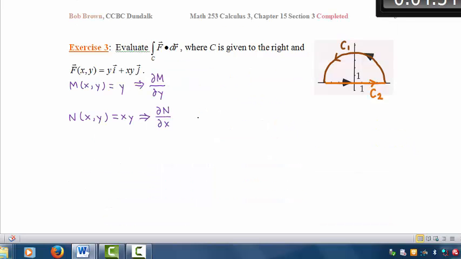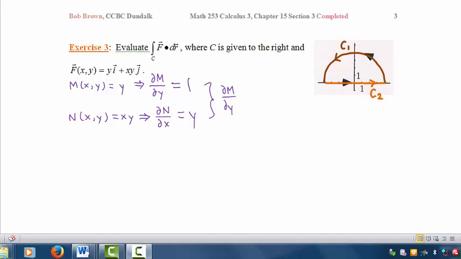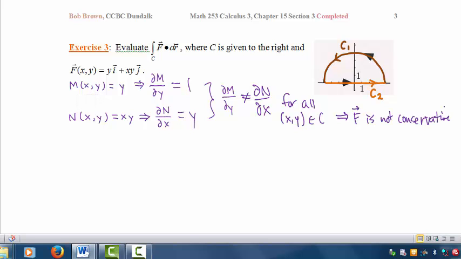Let's look at Exercise 3. Here we have a closed curve C, but the line integral is not necessarily 0. It's 0 if F is conservative. The partial of M with respect to y is equal to 1. The partial of N with respect to x is equal to y. Since the partial of M with respect to y does not equal the partial of N with respect to x throughout C, this means that F is not conservative. So we must parameterize the curve C and evaluate the line integral the old-fashioned way.